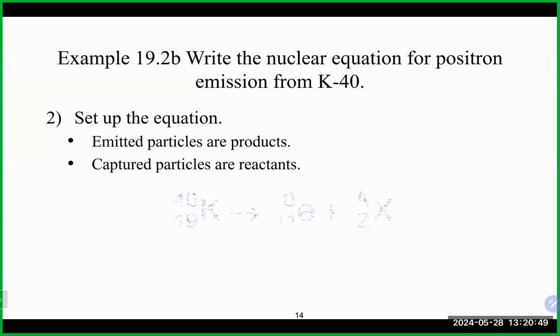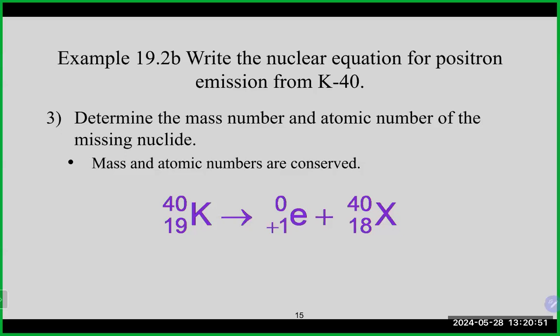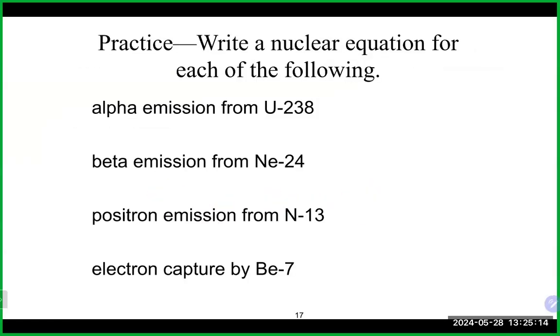Why don't you try a few more then? Let's see here. Here we have alpha emission of uranium-238. So we'll start with 238, which is our mass number. We go to the periodic table and we see a 92 above uranium. Alpha emission means that our alpha particles should end up on the product side. Again, you can use the alpha symbol or the helium symbols, okay?